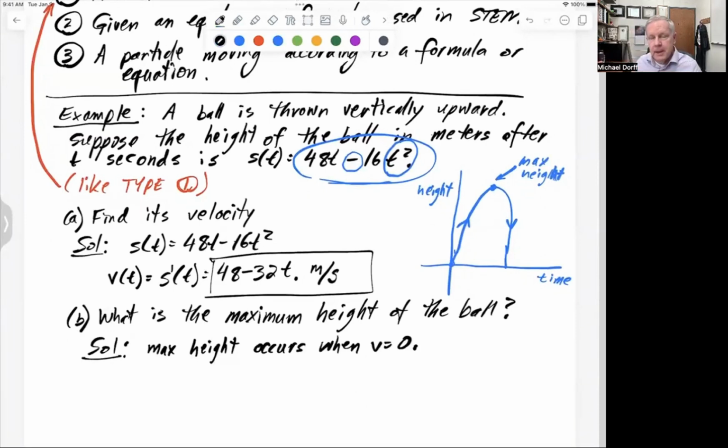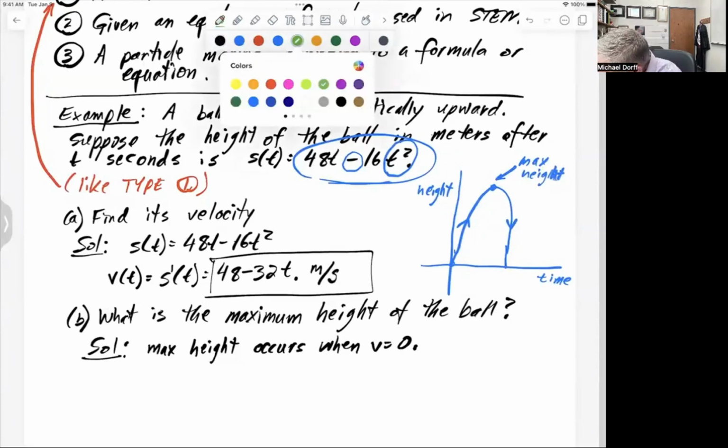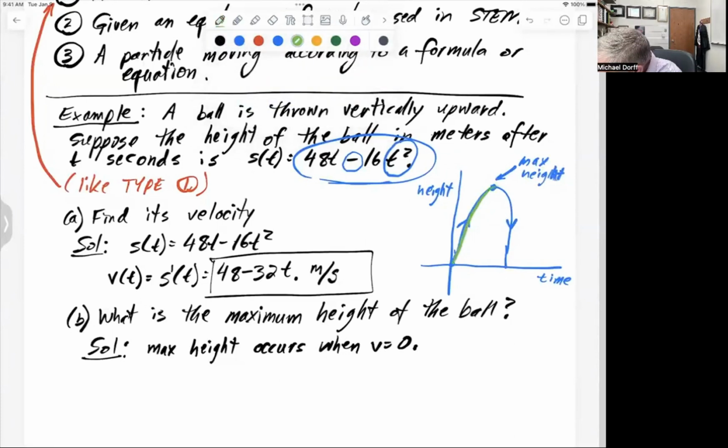Because you're throwing the ball up, it goes up, and let me do this in green here. You're going up, the velocity is decreasing. At the very top of it, the velocity stops there. Let me do that again. Goes there. Velocity is 0.